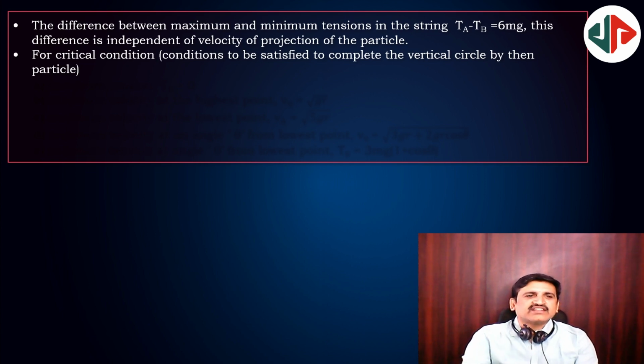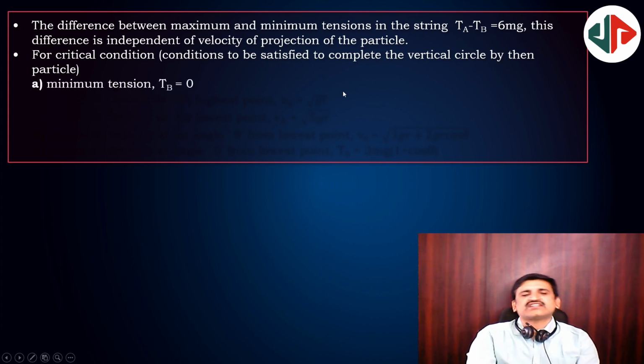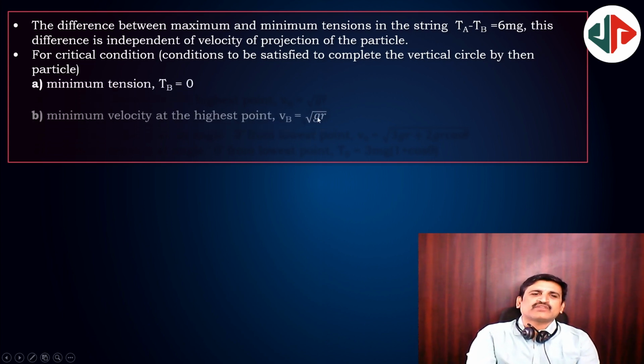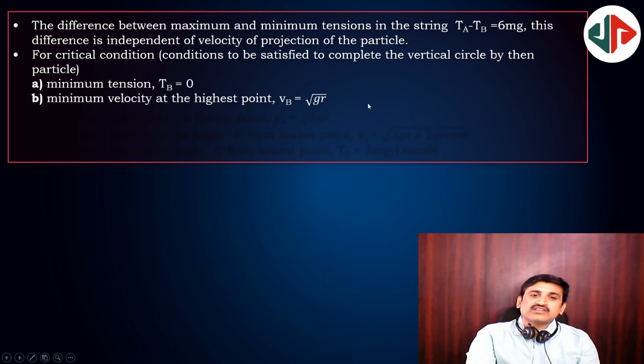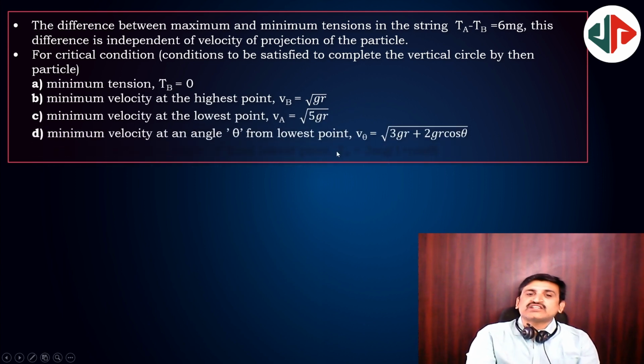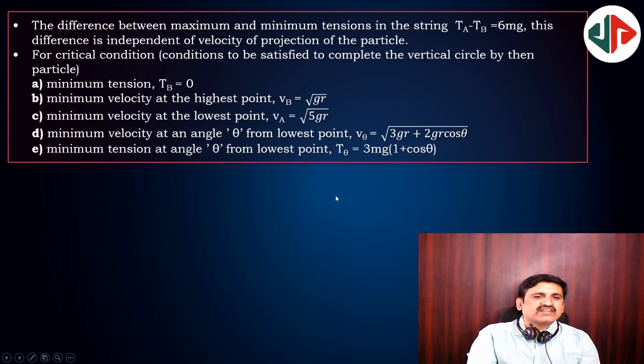The critical condition means at the topmost point it should have root gr velocity. Tension must be 0 at the topmost point. Velocity root gr, lowest velocity root 5 gr, very good. And velocity at any position is root of 3 gr plus 2 gr cos theta, or gr can be taken common, root gr over 3 plus 2 cos theta, you can also tell. And tension at any position theta is 3 mg of 1 plus cos theta.